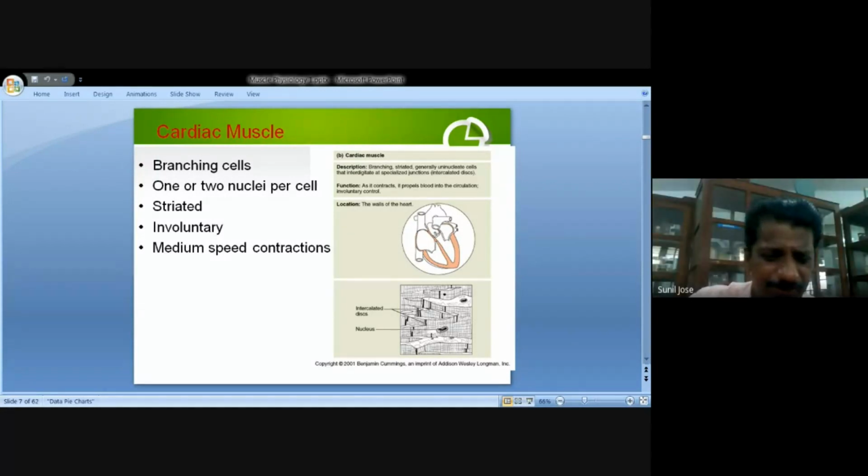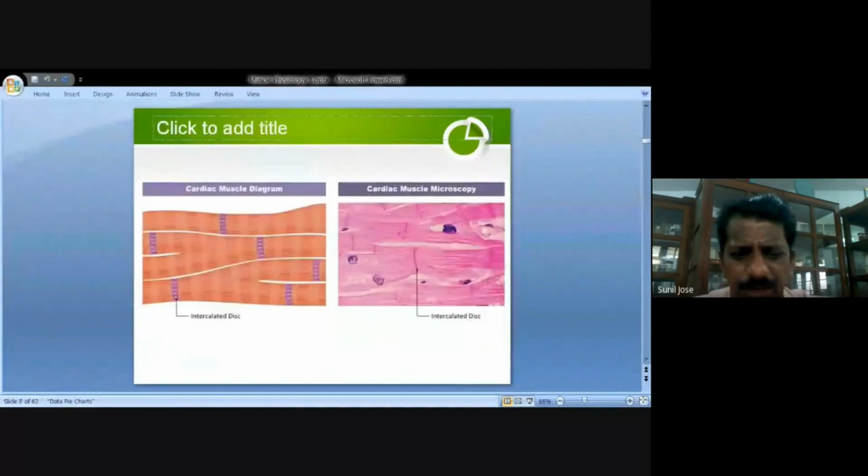Okay, so we will continue. So going to the second type of muscle, that is a cardiac muscle. Cardiac muscles, here you can see the picture of a cardiac muscle. They are associated with the heart. The important reason for calling it cardiac muscle is that they are closely associated with the heart. Here you can see the nature of a cardiac muscle.